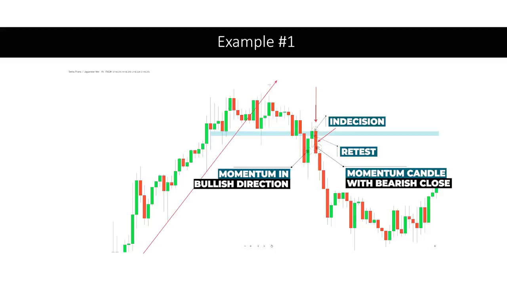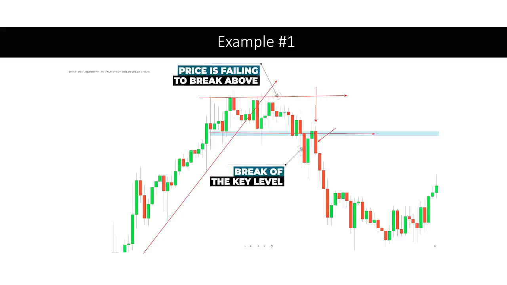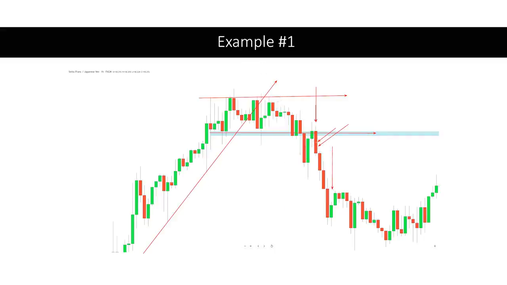For the simple fact that the trend was up, it failed to make a new high, it broke the previous structure, and now we have bearish momentum in our direction, what can we start to anticipate? We can anticipate that the market will continue pushing down. And this is what you can see here from this example with this bearish momentum candle.